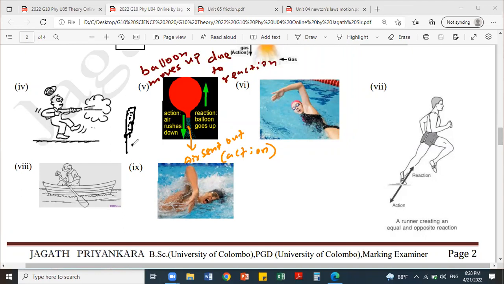I don't know how many skycrackers. Same technique. The skycracker is also moving up due to the reaction. So when you burn this, the skycracker action is downwards. Here the action means the downwards action, and the skycracker is moving upwards due to reaction.